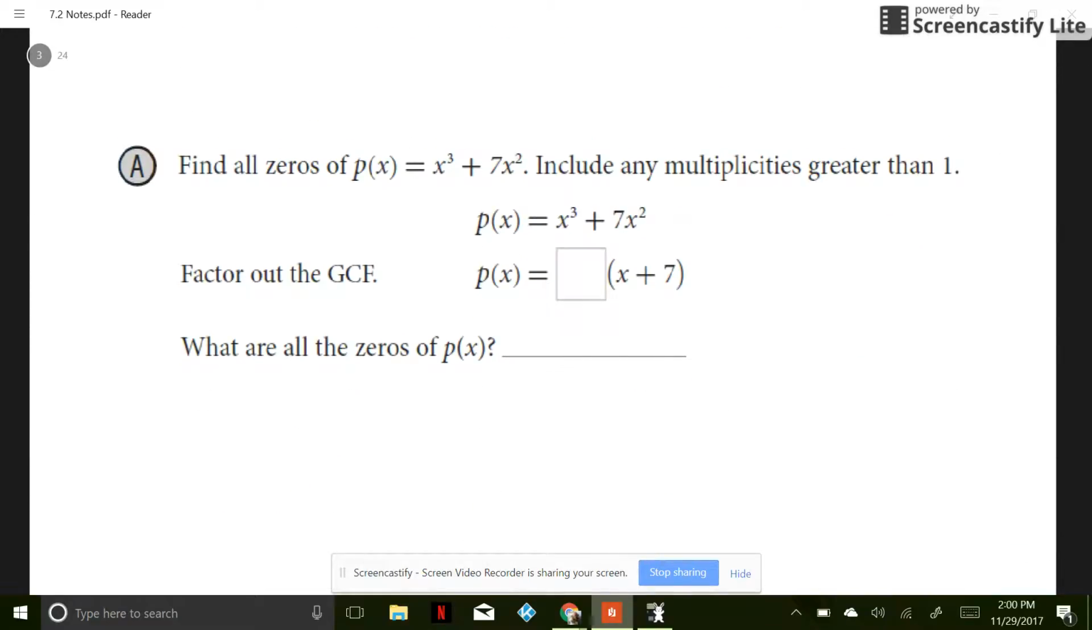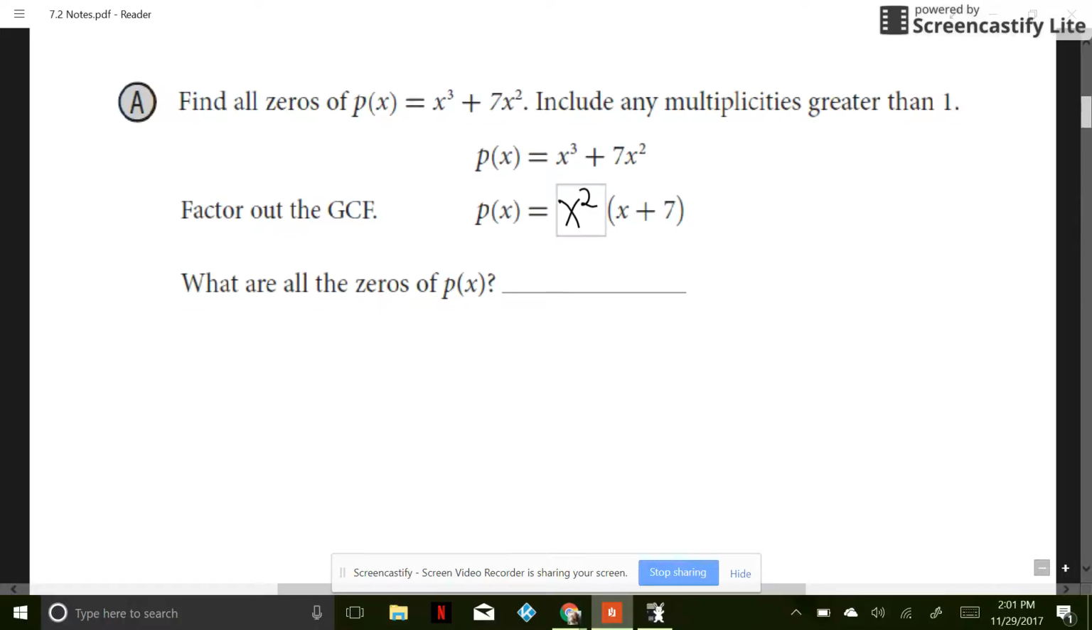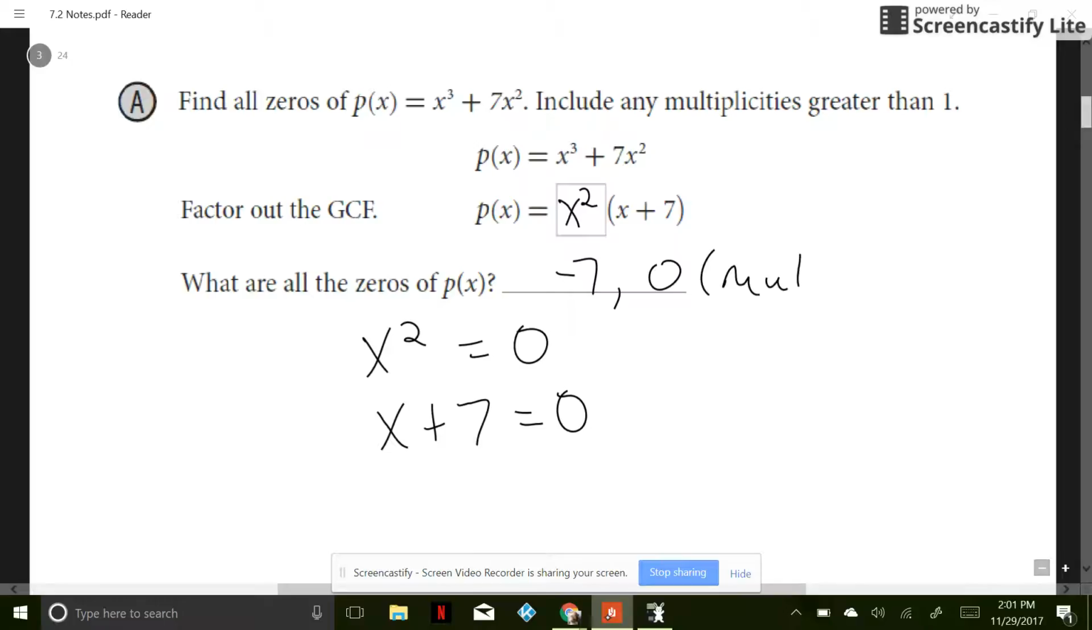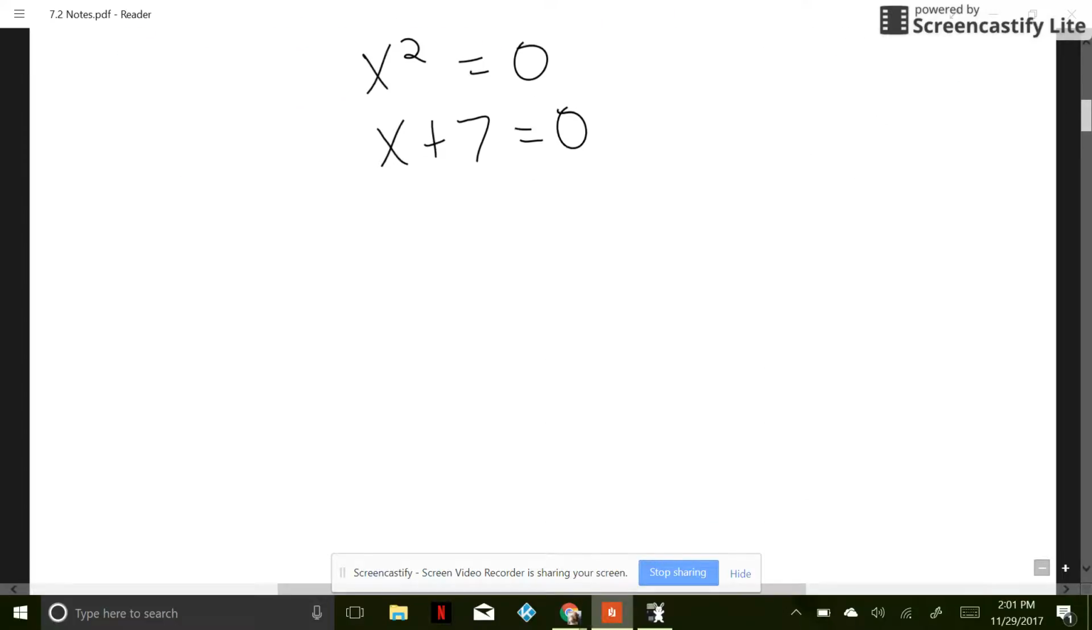If we want to find all of the zeros in this function, x cubed plus 7x squared, include any multiplicities that are greater than 1. First thing we do is factor out the greatest common factor, which is x squared. To find the zeros, we set each factor equal to 0. Our zeros will be at -7 and 0, which has a multiplicity of 2 because it's coming from the x squared.